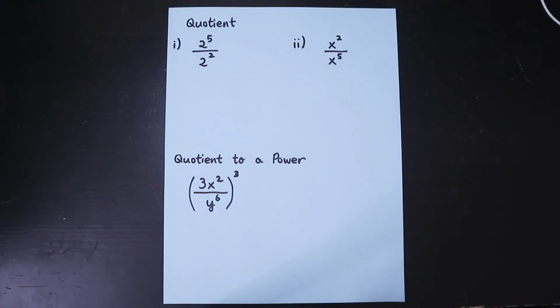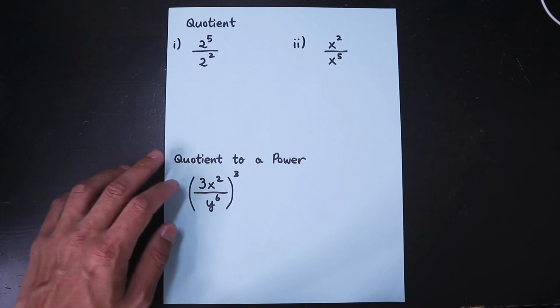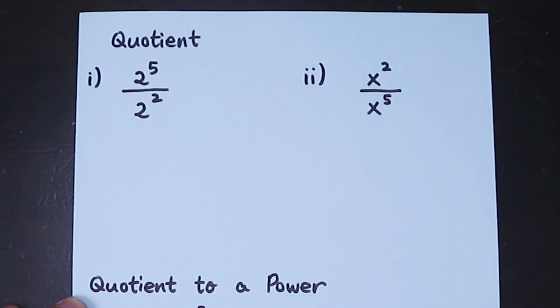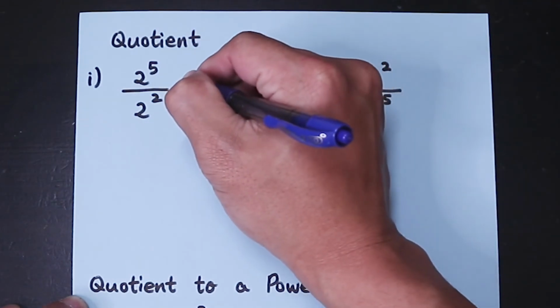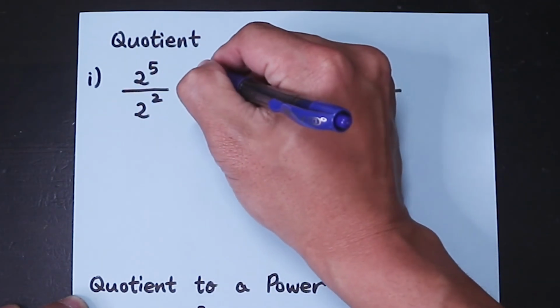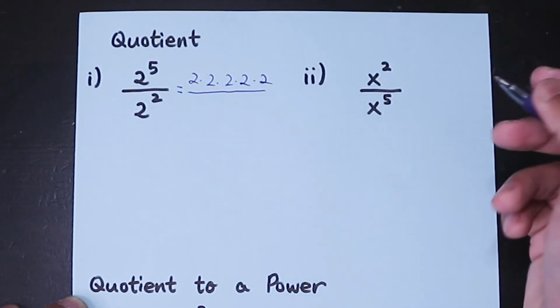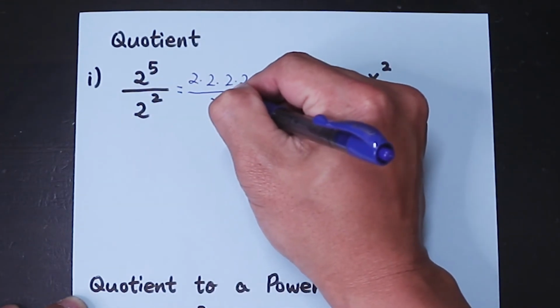Let's continue more on the discovery. So this time we have something called quotient. So if you have 2 to the 5th divided by 2 to the 2nd, what do you do? Well, let's write it out. Let's expand it. 2 to the 5th means 2 times 2 times 2 times 2 times 2, multiplied by itself 5 times. And then 2 squared is 2 times 2.